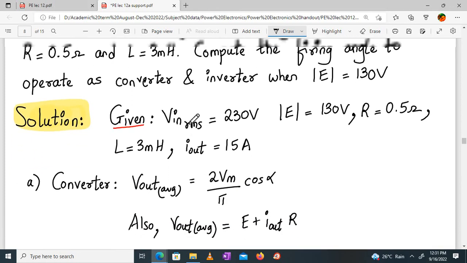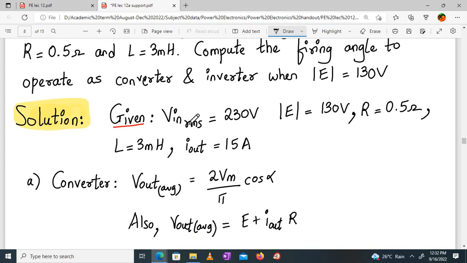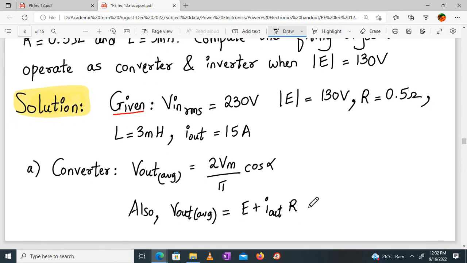So for the converter, what is the formula? What is the formula? 2 Vm by pi cos alpha, right? But यहाँ पे और एक formula है V out average का. ये कैसे आया? E plus I out into R.